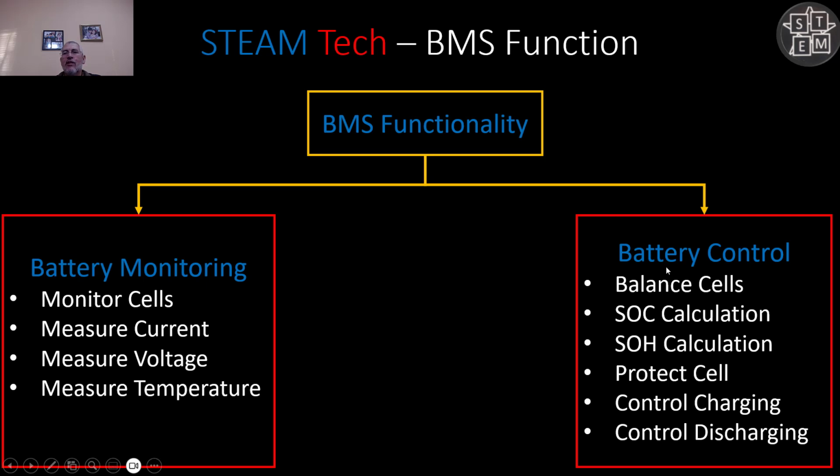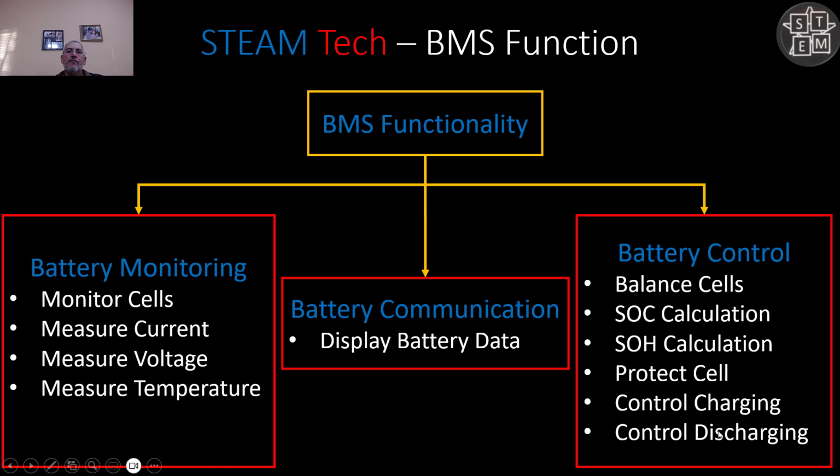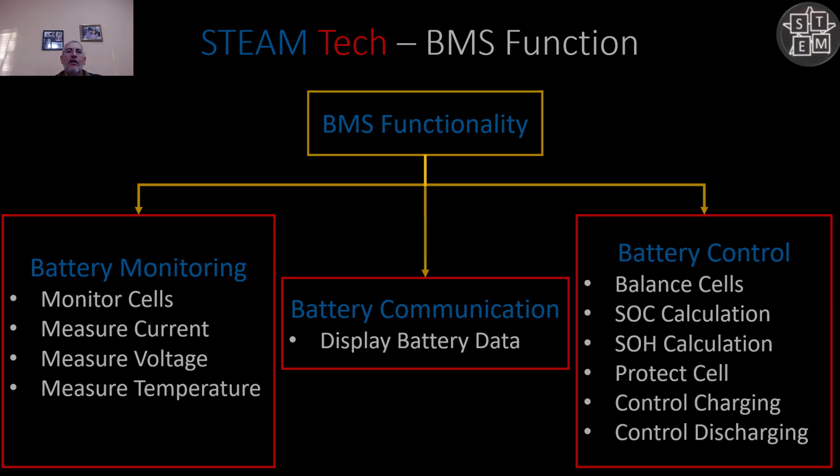The other functionality is battery control. So we can do cell balancing, state of charge calculation, and state of health. That's another parameter that can be calculated that tells you how long your battery life is going to be. We also protect the cells by controlling charging and discharging. And of course, if you calculate all this information, you should be able to display it for the operator, either on their phone or some kind of LCD screen.